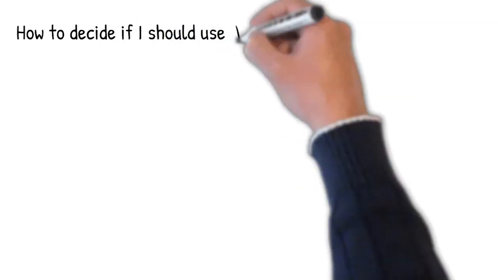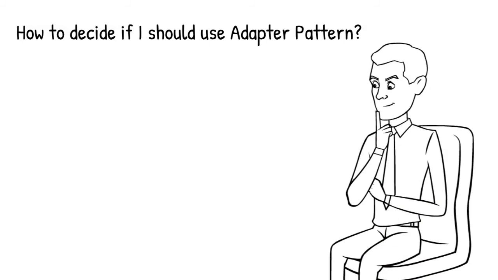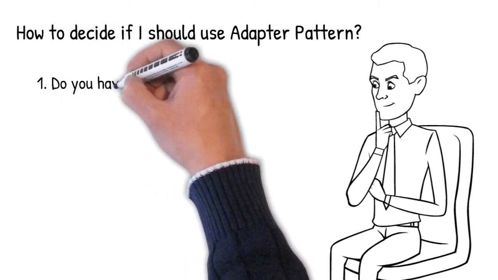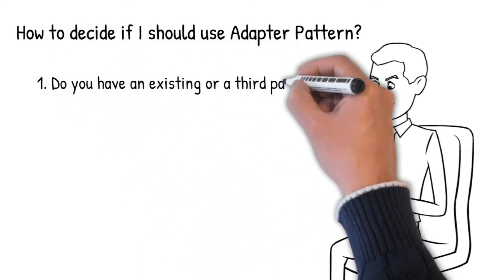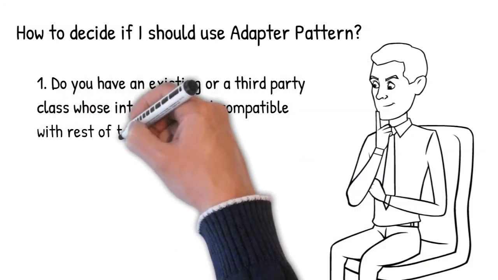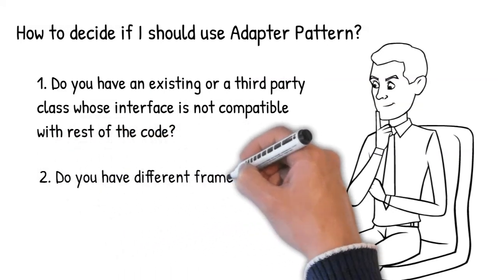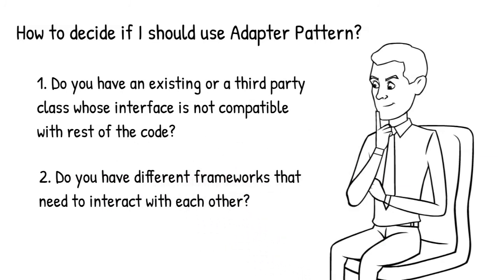Now you must have a question: when should I use the adapter pattern? Well, for that you have to ask two questions to yourself. First one, do you have an existing or a third-party class whose interface is not compatible with the rest of the code? Or do you have different frameworks that need to interact with each other? If the answer to any of these questions is yes, then you should use the adapter pattern.